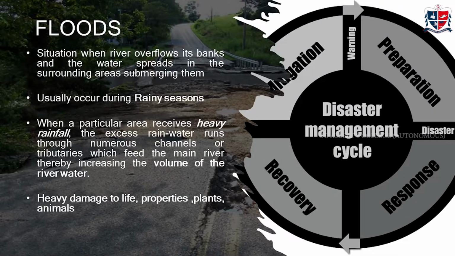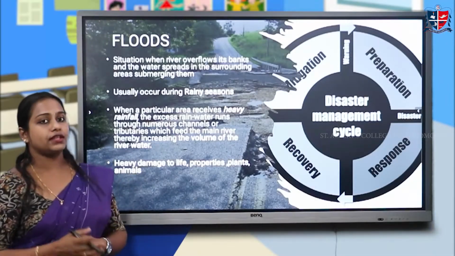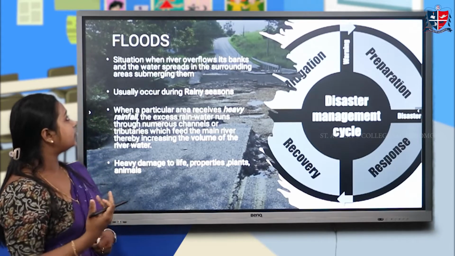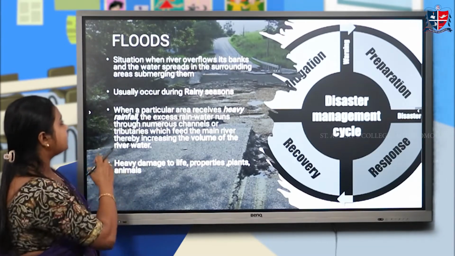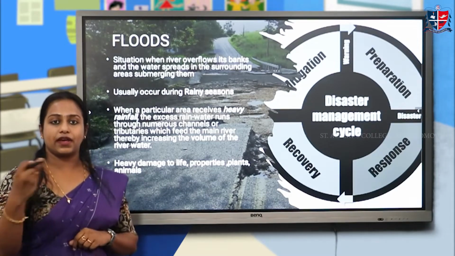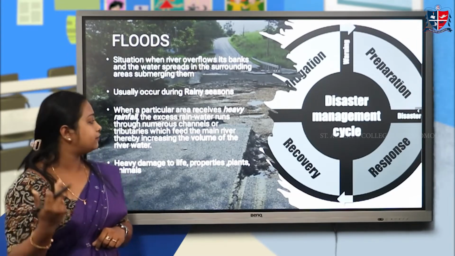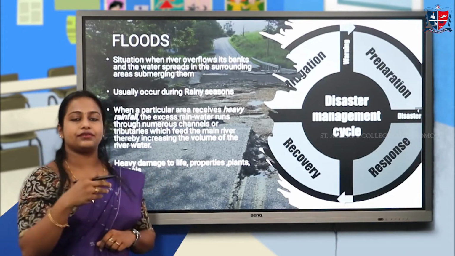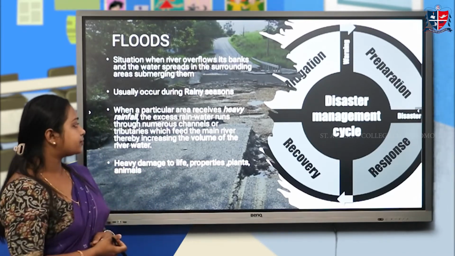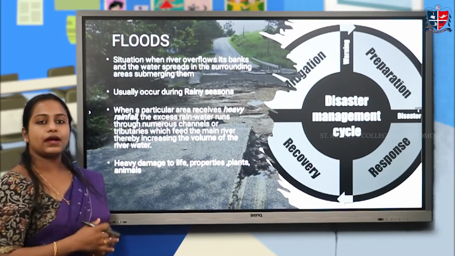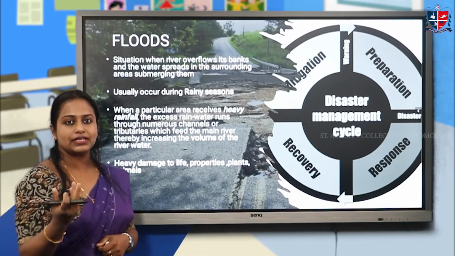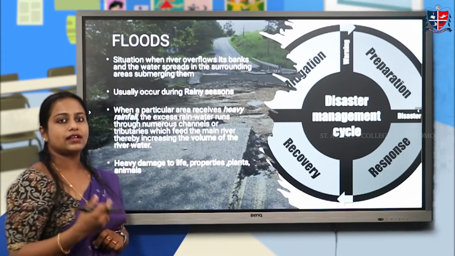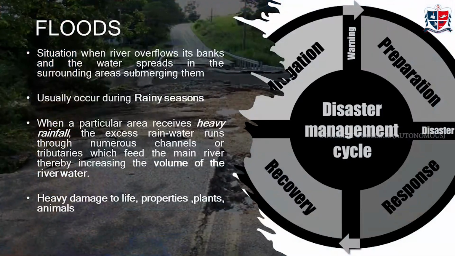So the first disaster is floods. Floods are a situation where the river overflows its banks and the water spreads to the surrounding areas, resulting in the submerging of those areas. It usually occurs during the rainy seasons, when a particular area receives high rainfall, and the excess water runs through the channels or tributaries which feed the main river, thereby increasing the volume of the river water, and the surrounding area is submerged. That is a flood, and it brings damage to life, property, animals, plants, etc.